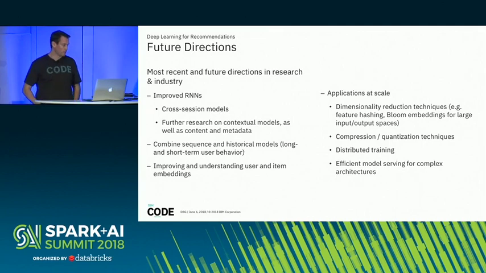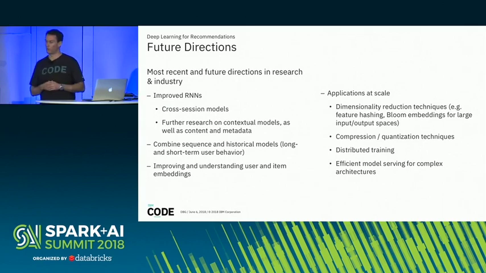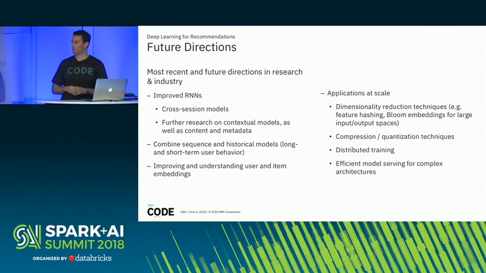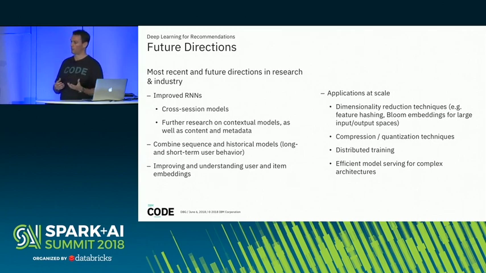So some of the future directions in this space, I mentioned the RNN and session-based models. This is a big focus for research currently. So looking at trying to generalize those, obviously adding more ways of modeling context and content data, cross-session models, hierarchical models for dealing with both the long-term and the short-term history of a user session, how to combine those sequence and historical models and your historical collaborative filtering models together, improving embeddings, and dealing with application at scale. So I've mentioned the scalability issues, but certainly dimensionality reduction techniques, quantization, and compression are all really important, particularly at serving time.